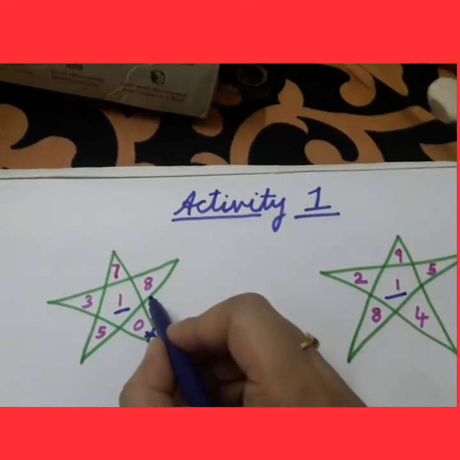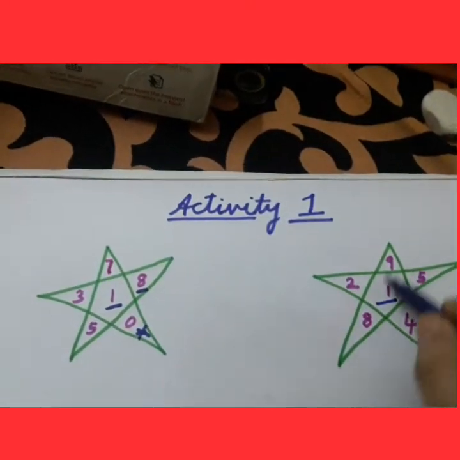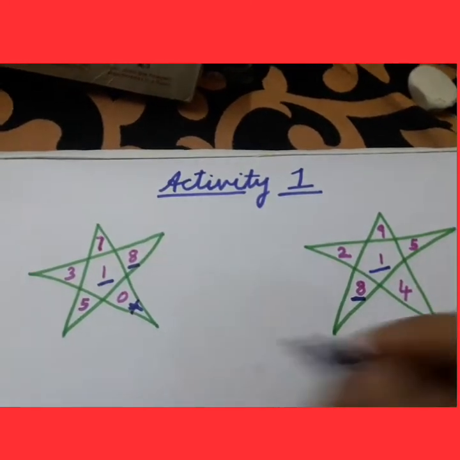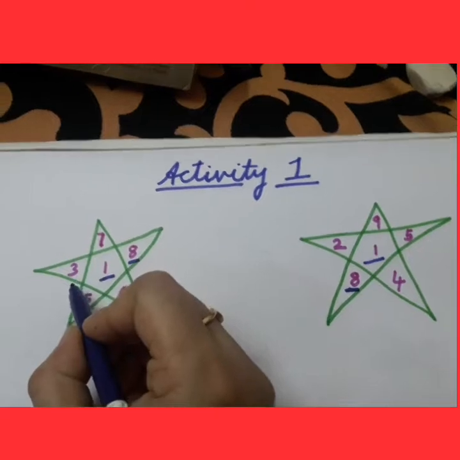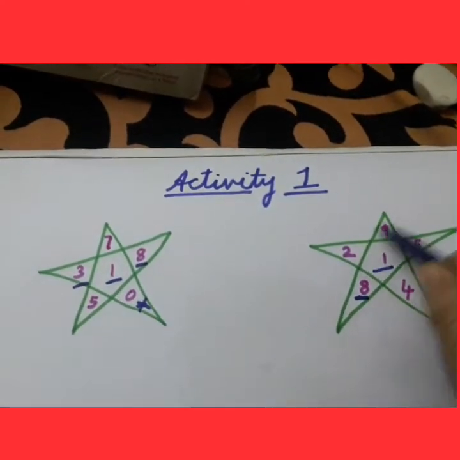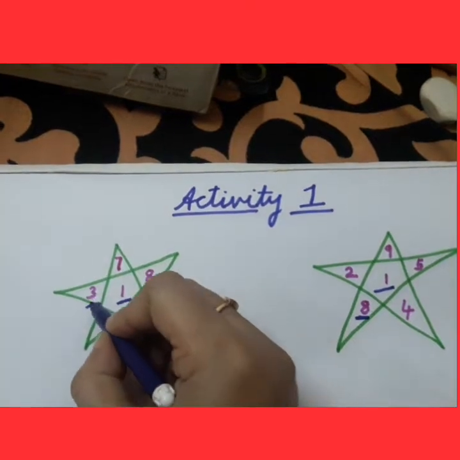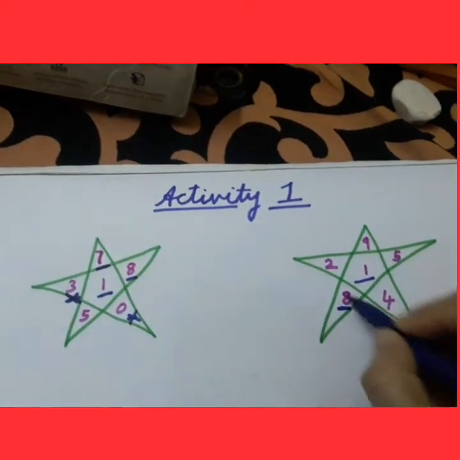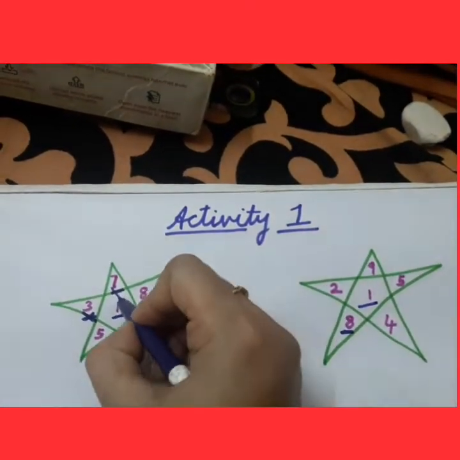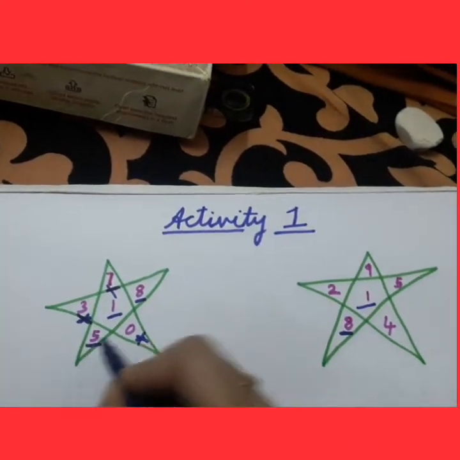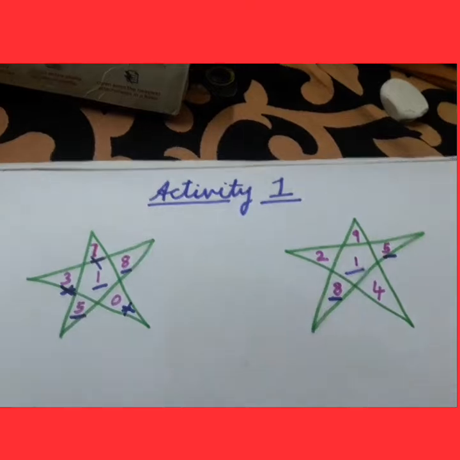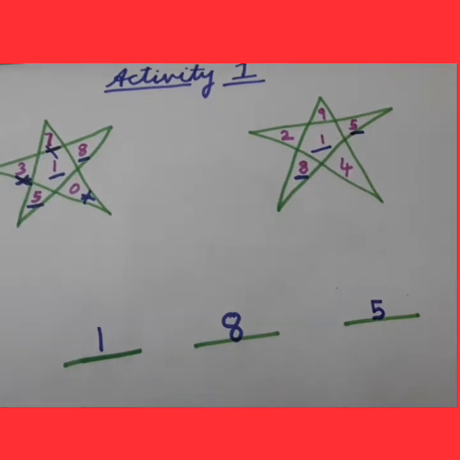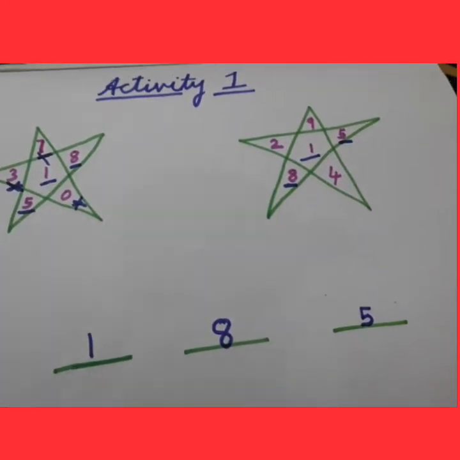Now see the number 8. Can you find 8 in the star? Yes, we can find 8. So ask your child to write 8 here. See the number 3. Can you find 3 here in the star? No, you cannot find 3. So you can put a cross for this number. Next, see the number 7. Can you find 7 here? No. So put a cross. Can you find 5? Yes, we can find 5. So write 5 in this blank. Like this, your children's thinking power will increase.